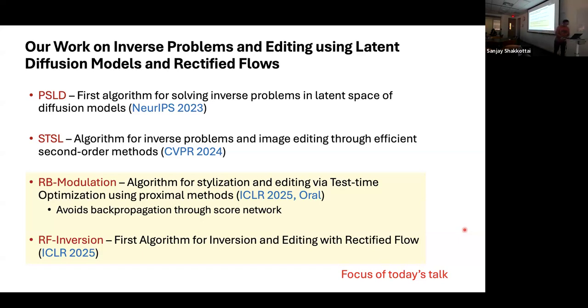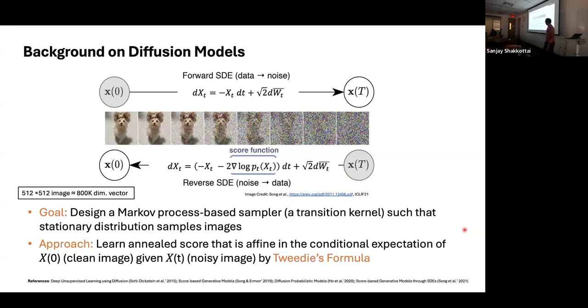That's the sort of outline of today's talk. So what is a diffusion model? First, let's start very quickly. A diffusion model does the following. It starts from noise, denoises the noise a little bit iteratively, and tries to get to an image.